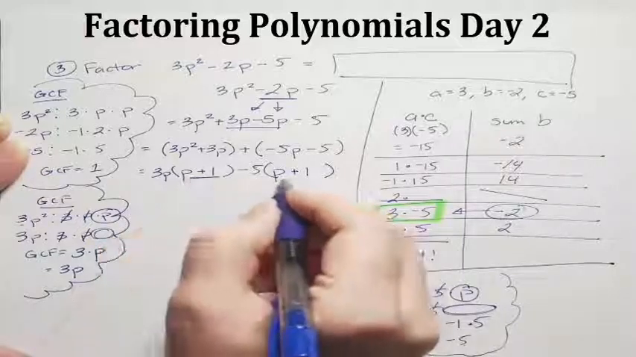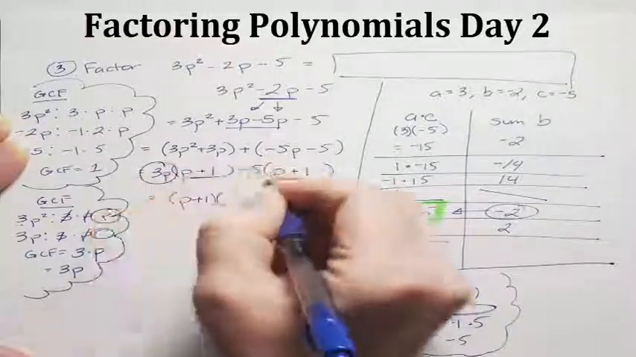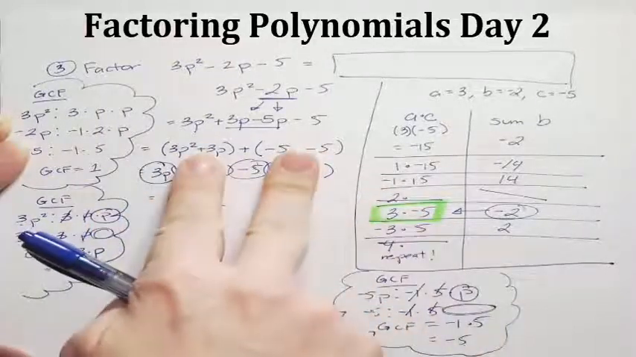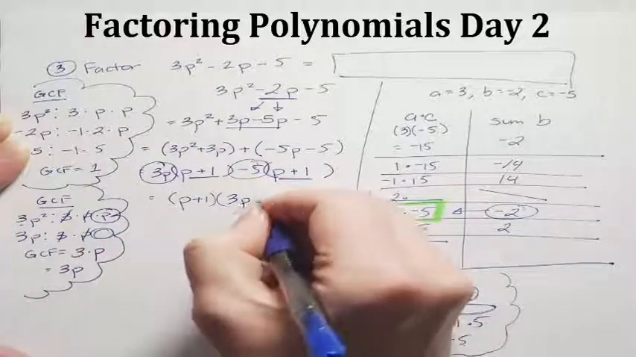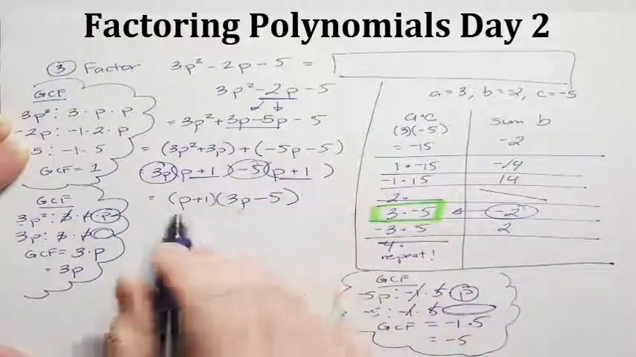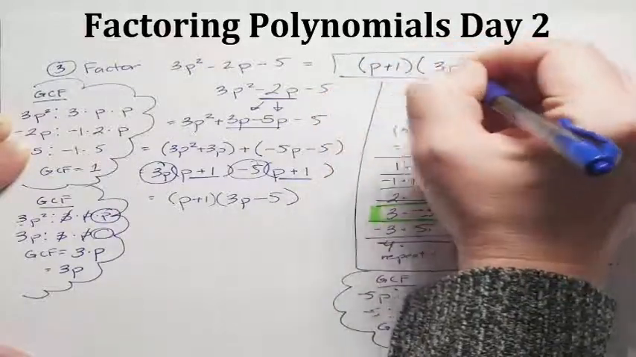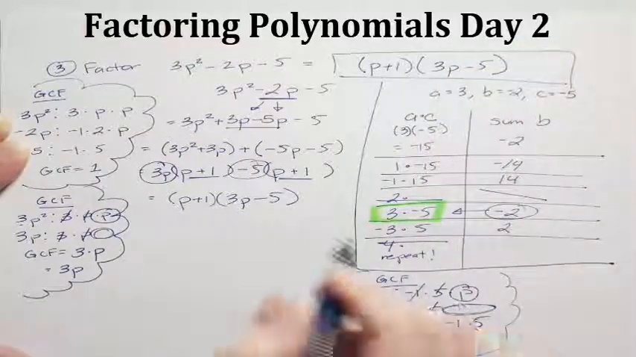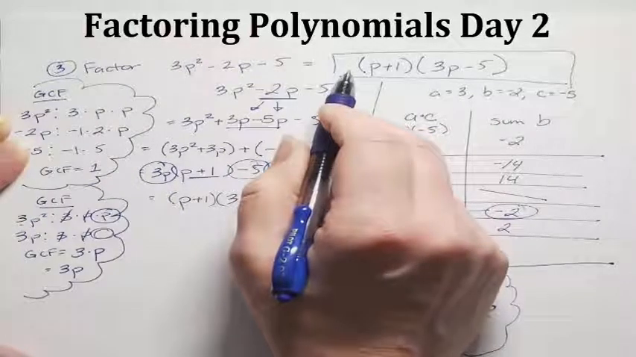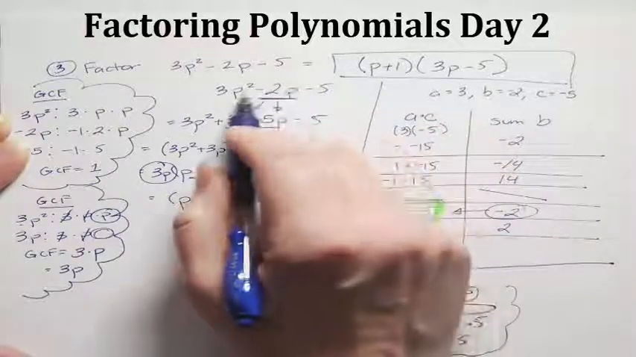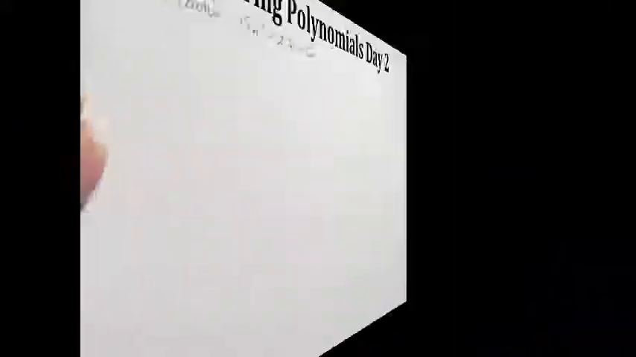Now that I see that my parentheses are the exact same, I'm going to pull that parenthesis out, and whatever was left behind when these two parentheses disappeared is what goes into my other parenthesis. So that is a 3p, and that was a minus 5. So these are what we got. So I've got p plus 1 in the first parenthesis, and a 3p minus 5 in the second parenthesis. Since the first GCF was a 1, there is kind of a little secret hidden 1 right there that we don't really write, but we solved the original problem, so that is our original answer, and you're done.